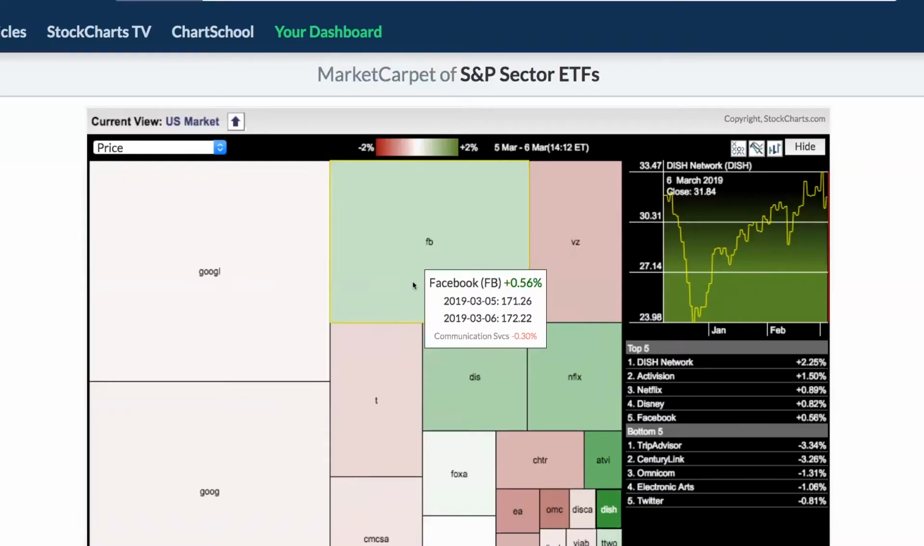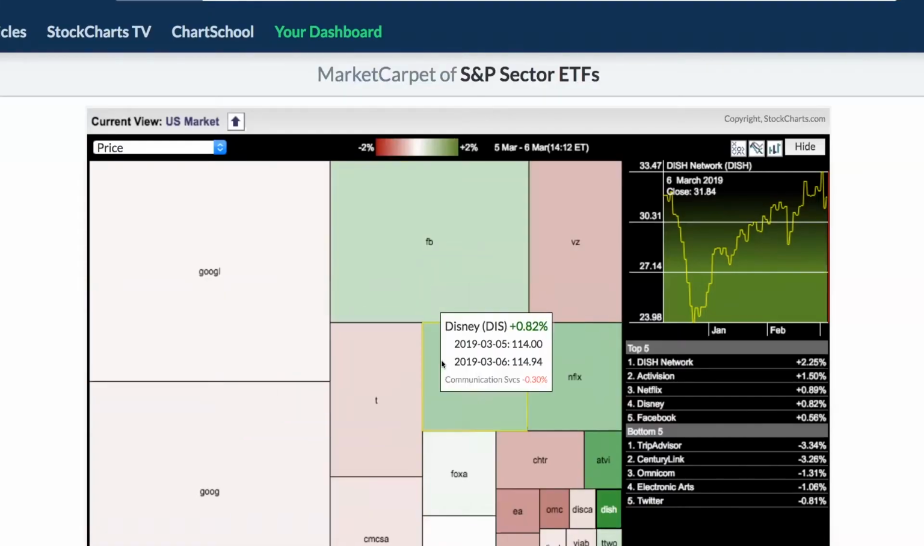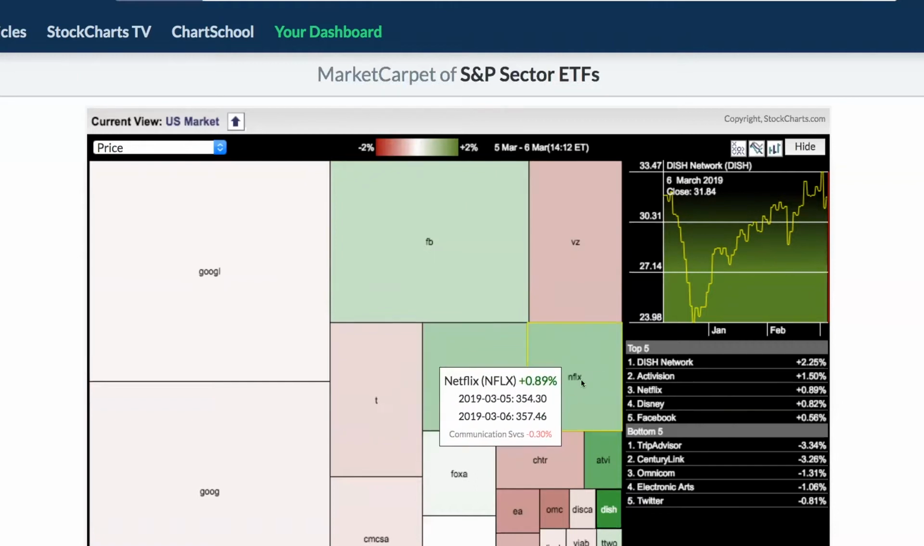And if you click on that, that takes us right to the individual stocks that are in the communications ETF. And what I've done here, by the way, you'll notice there are different sizes. So you can actually click on this and look at it in market capitalization mode, which means that the bigger box are the biggest stocks in the index. Google, for example, is one of the biggest. Facebook is another one of the biggest. Also, Disney and Netflix are quite big.